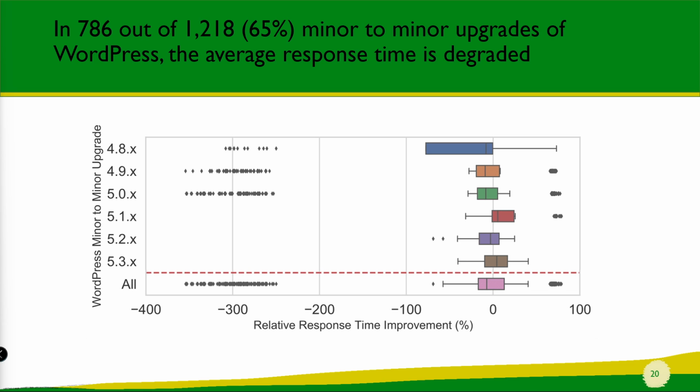This figure shows the relative average response time improvement for WordPress minor to minor upgrades. The last box plot in this figure shows the relative average response time improvement for all possible consecutive minor to minor upgrades. In 65% of the cases out of 1,218 cases, minor to minor upgrades of WordPress, the average response time is degraded. So our Mann-Whitney U test shows that the performance risk of a minor to minor upgrade without conducting performance test is significantly higher than for a patch to patch upgrade.